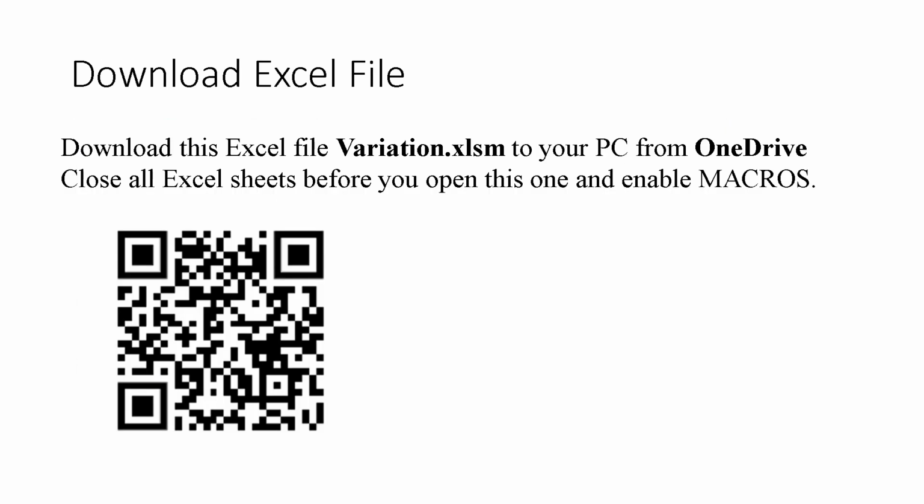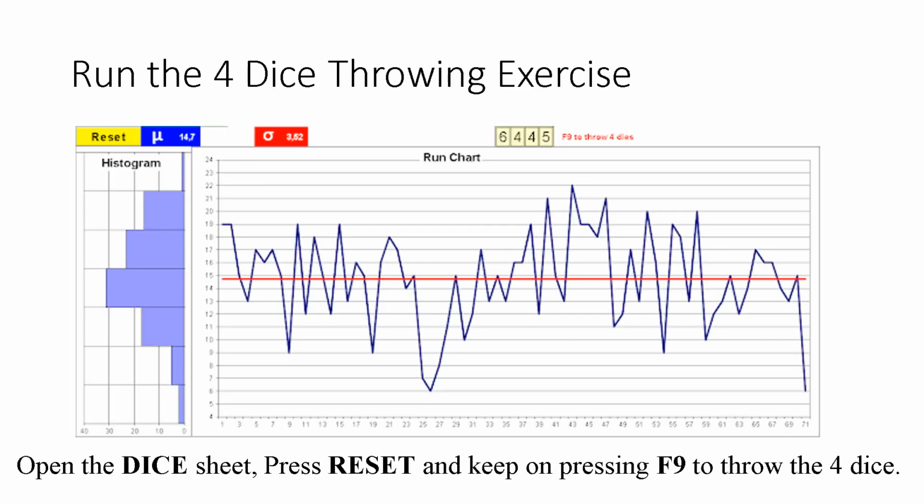Scan this QR code to download this Excel file to your PC from OneDrive. Close all Excel sheets before you open this one and enable macros. Open the dice sheet, press reset, and keep on pressing F9 to throw the 4 dice.